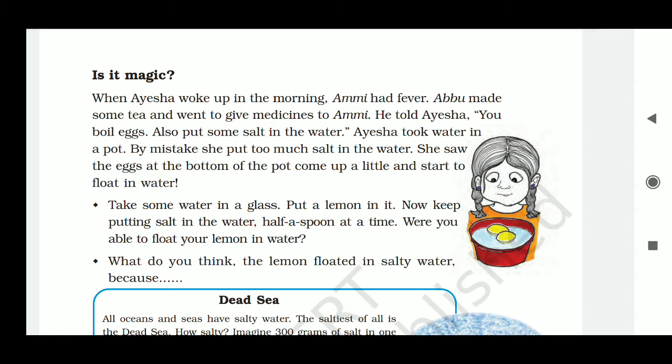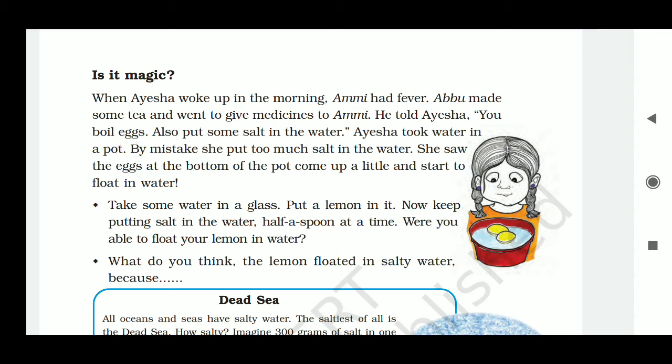So page number 63, the first topic of today's lecture is "Is it magic?" When Aisha woke up in the morning, Ammi had fever. Abu made some tea and went to give medicines to Ammi. So we are talking about a family in which Aisha's mother is not feeling well.